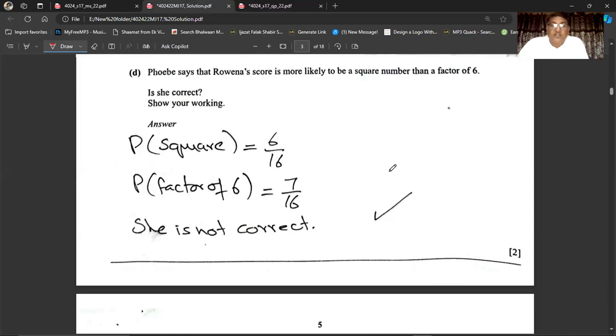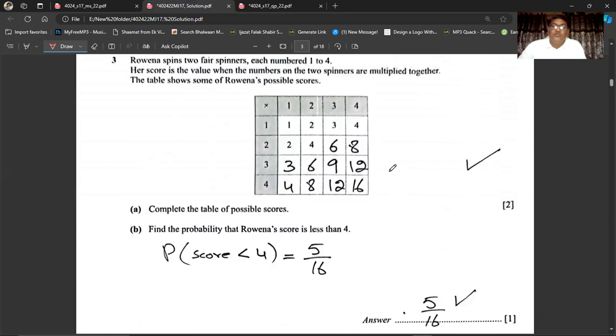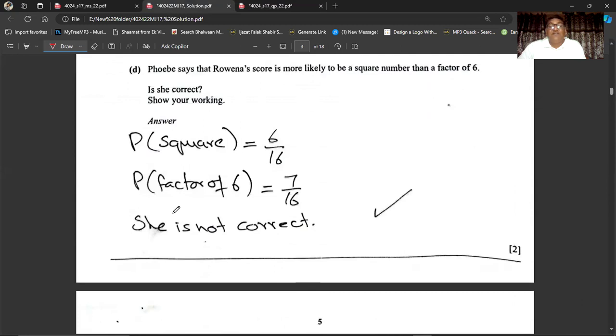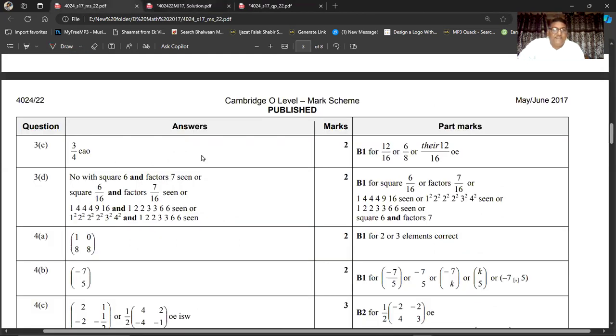Now getting a factor of 6. Factor of 6 is 1, 2, 3, and 6. So 1, 2, 3, 4, 5, 6, 7. So there are 7 factors of 6. So 7 by 16. So which one is more likely to happen? Square number has 6 out of 16 chances, and factor of 6 is 7 by 16. She said square number is more likely to be than a factor of 6. So she is clearly wrong. She is not correct. I hope you understand.